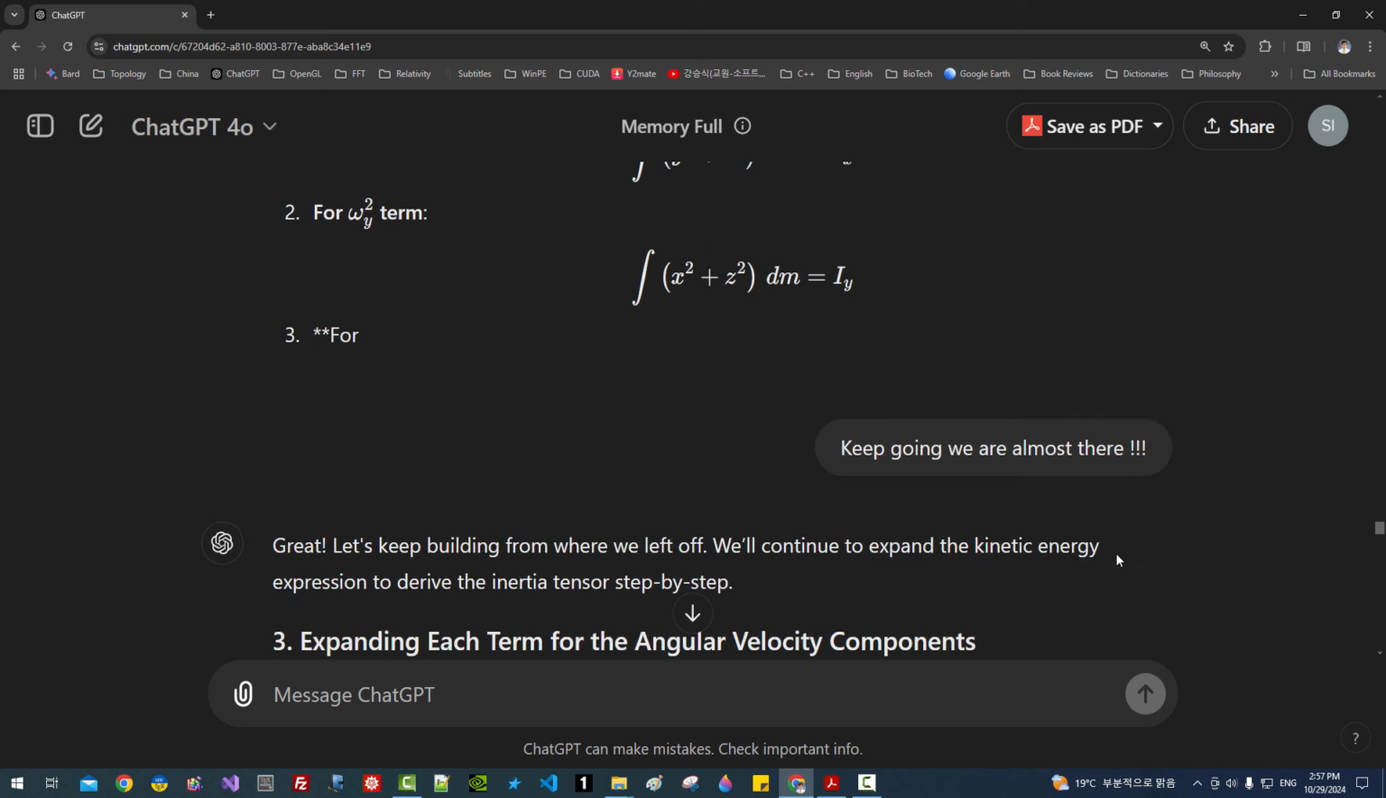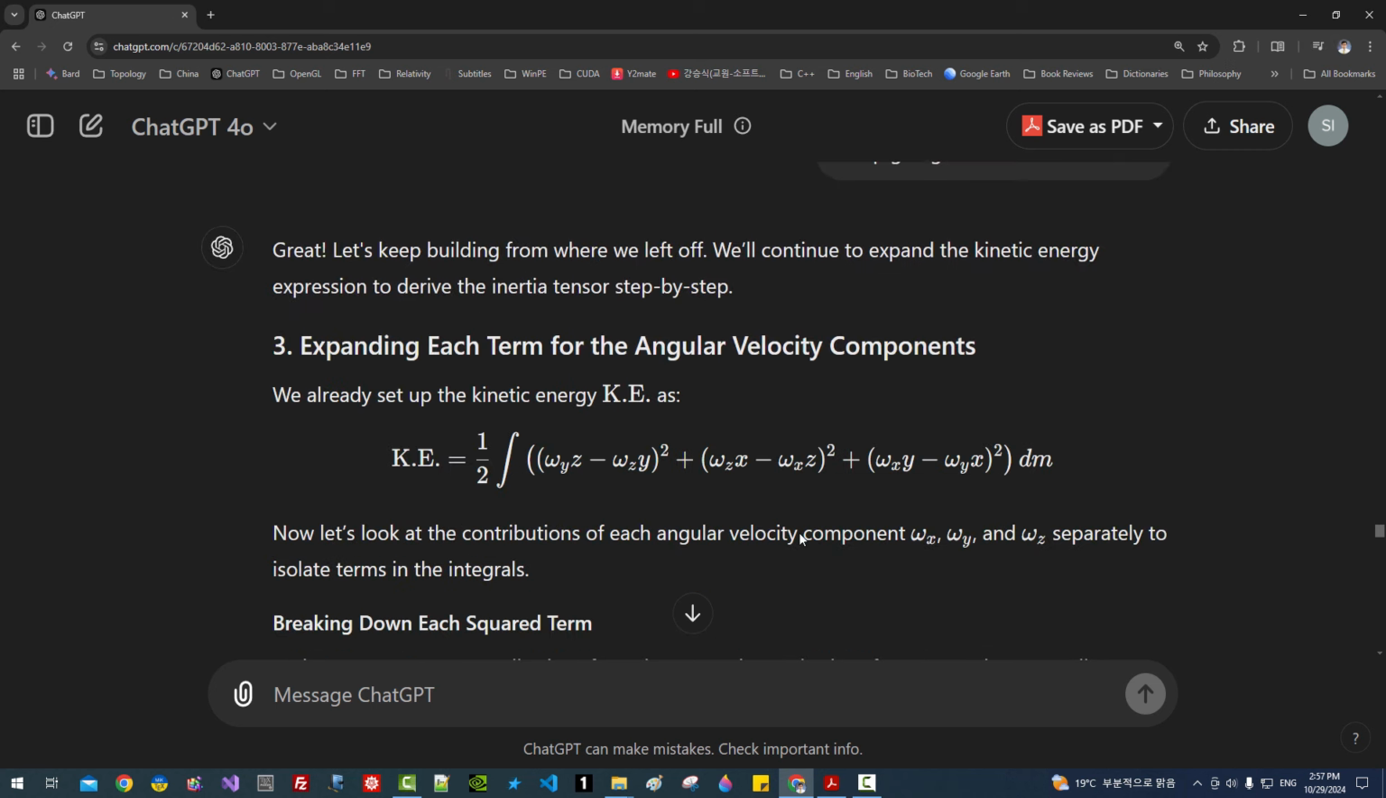Keep going. We are almost there. Great! Let's keep building from where we left off. We'll continue to expand the kinetic energy expression to derive the inertia tensor step by step. Step 3: Expanding each term for the angular velocity components.